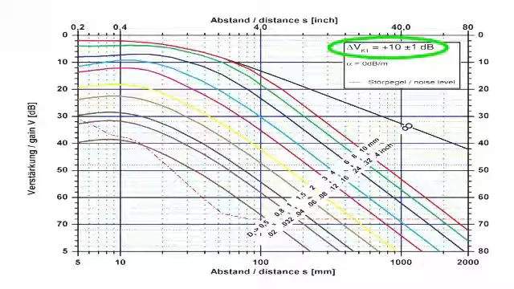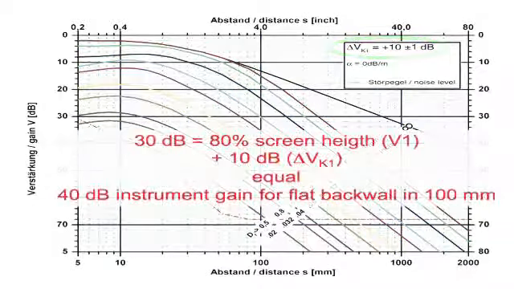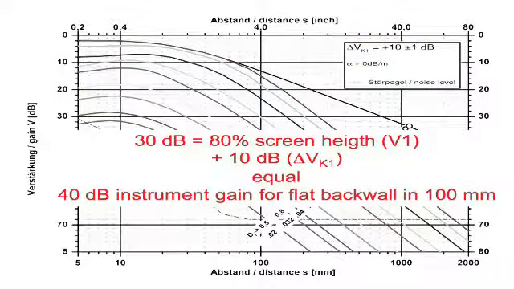In the example shown here, if a gain of 30 dB is needed to bring the echo from the cylindrical surface of a V1 at 100 mm depth to 80% screen height, then one would need an additional 10 dB of gain to bring the echo from a flat back wall at 100 mm depth to 80% screen height. After making this correction, a DGS evaluation can be performed just as described previously using normal beam or TR probes.